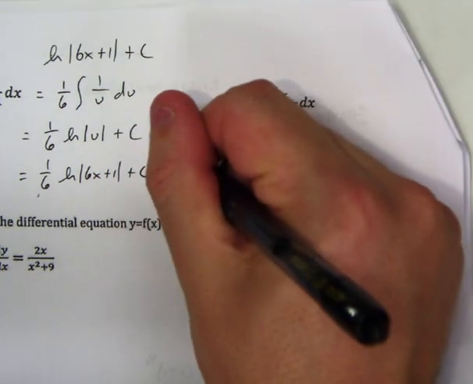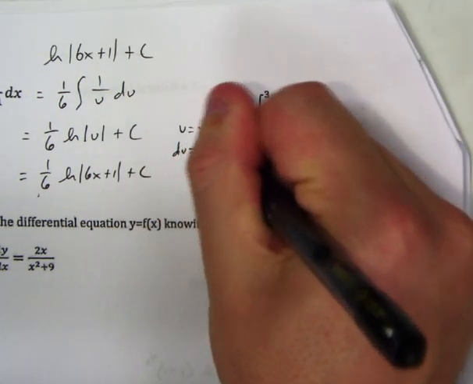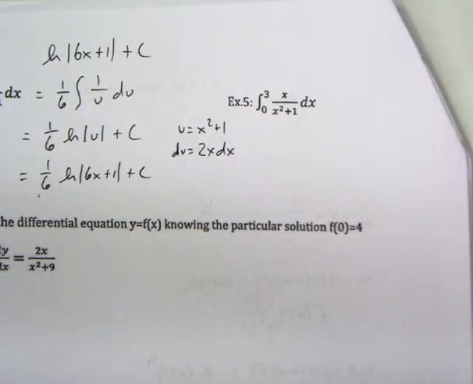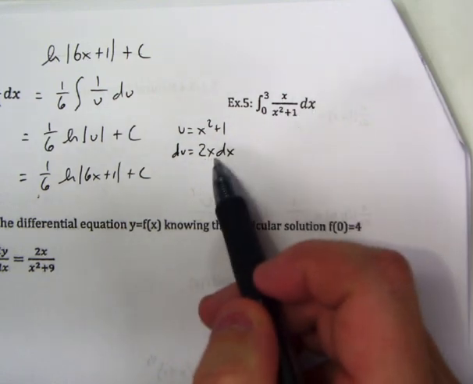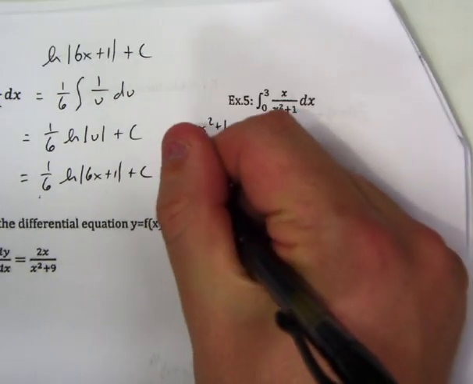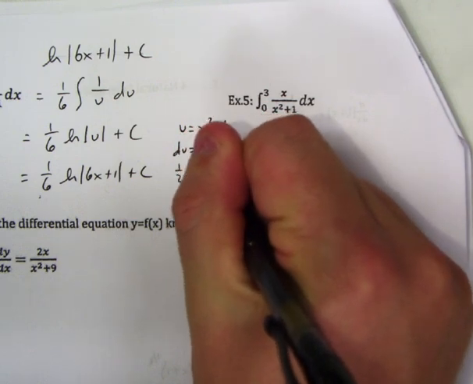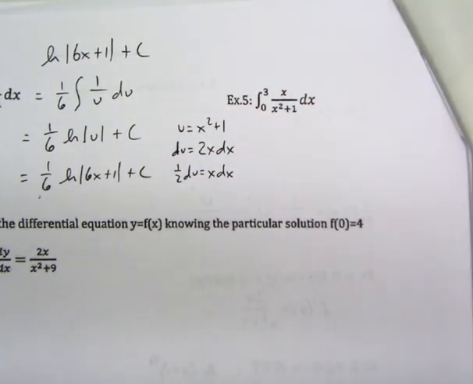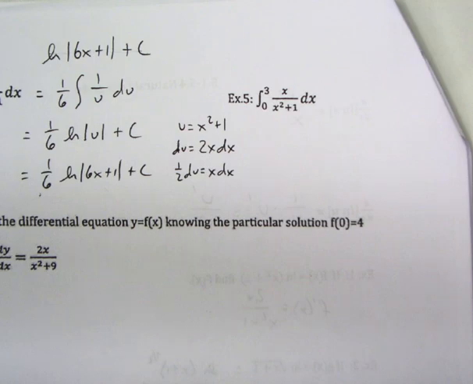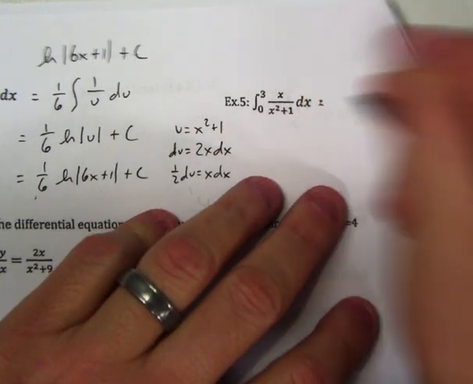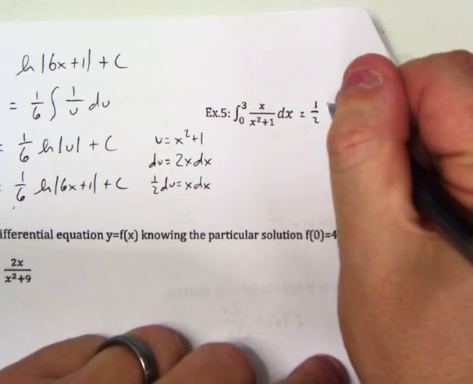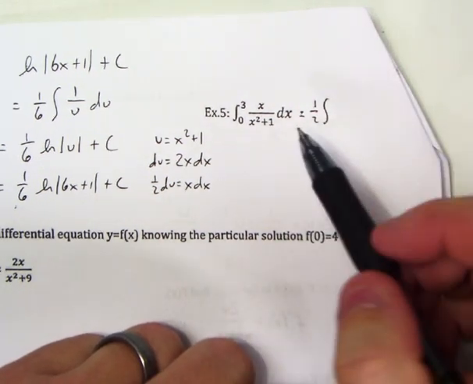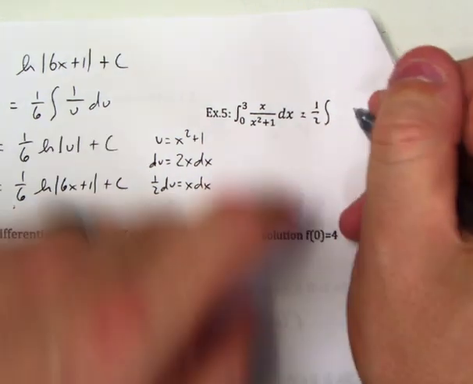So du equals 2x dx. I'm trying to replace x dx. Well, I have 2x dx, so divide by 2. And then I come over, and I have 1/2 the integral. And now it's going to be 1 over u du.